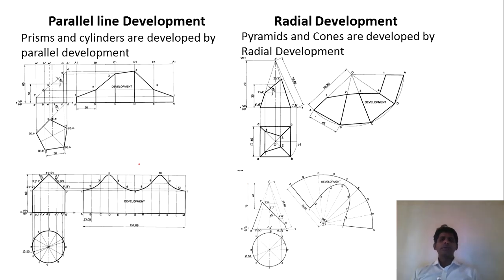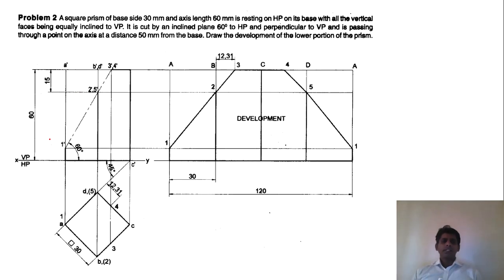So let us move on and try to solve one particular problem, which is this problem. Let us read the problem. A square prism of base side 30 mm. So the side of the base is given. Axis length is 60 mm. So the axis length is also given, and it is a square prism. So it is important that it is a square prism.